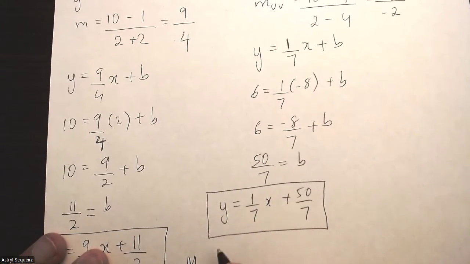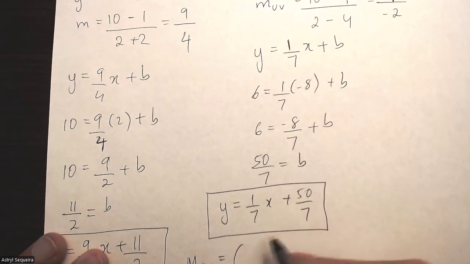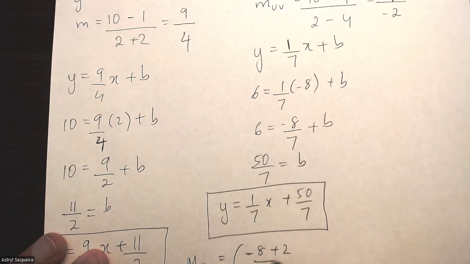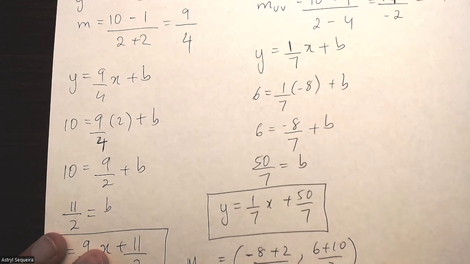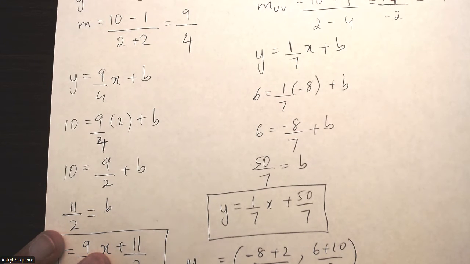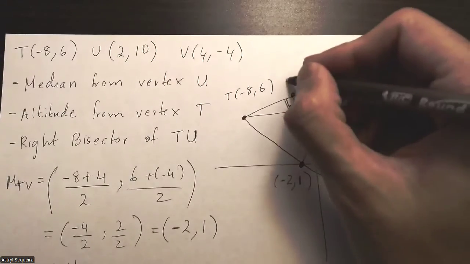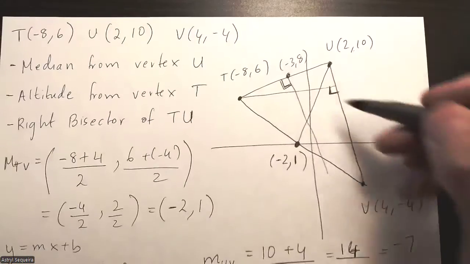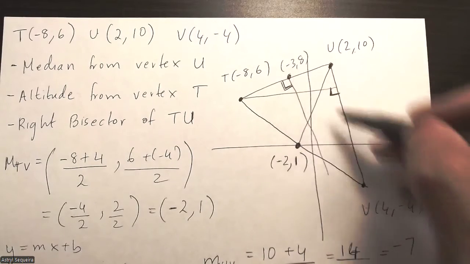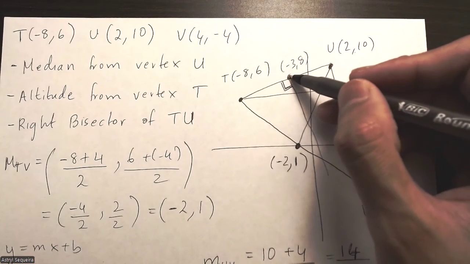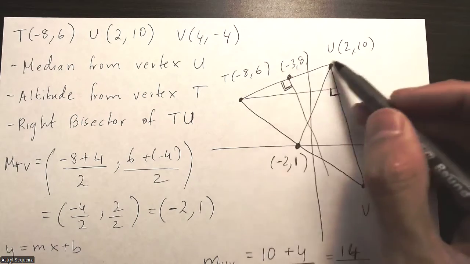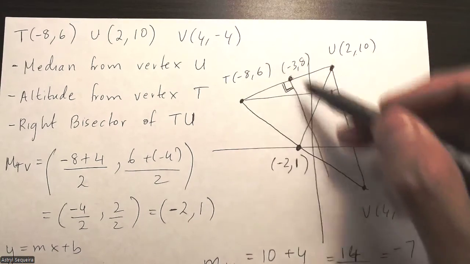The midpoint of TU equals -8 plus 2 over 2 comma 6 plus 10 over 2, which is -6 over 2 comma 16 over 2, which is -3 and 8. So I'll put that on my diagram over here, -3, 8. Now we need to find the equation of this line over here. I only have one point, the midpoint on that line. So I need to find the slope of TU first and do the negative reciprocal to find that slope.